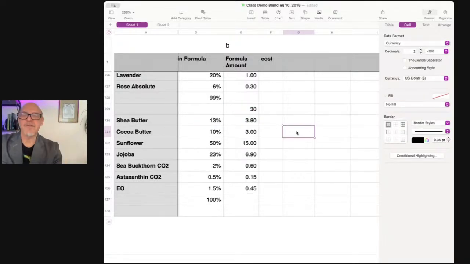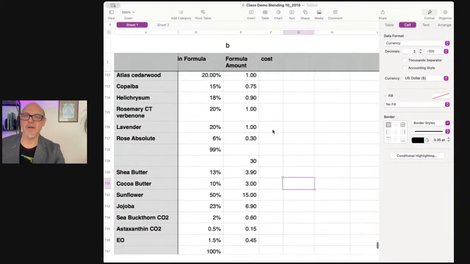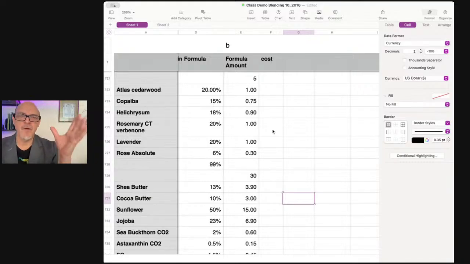All right, so this is what I do on a scale. I make this, and boom, bada bing, I'm done with a good formulation here. So I'm going to review what I did here based on what you gave me. I have my base, middle, and top notes. I have Atlas cedarwood, I have copaiba. I have middle note helichrysum, which actually falls a bit in the base note if we're talking perfumery.